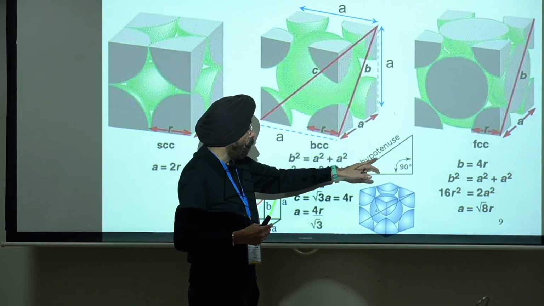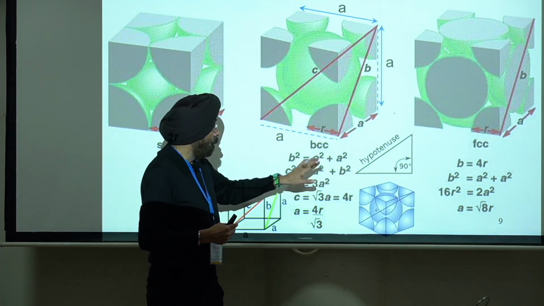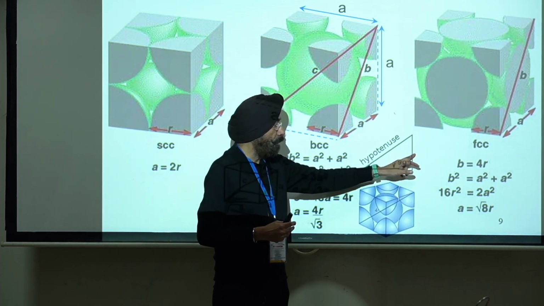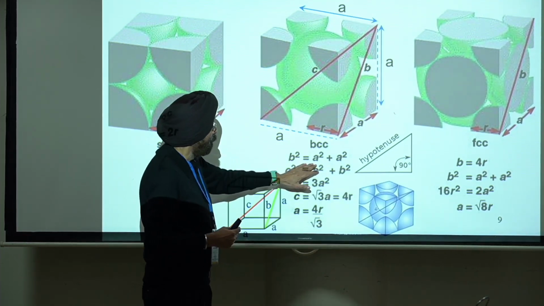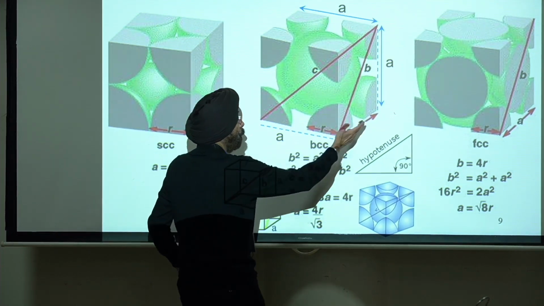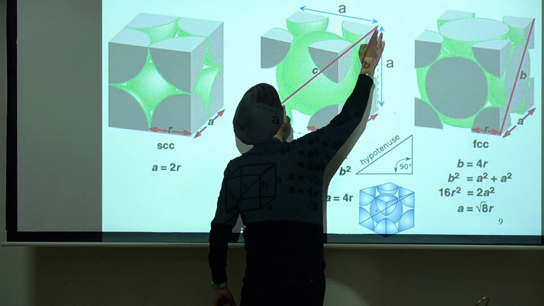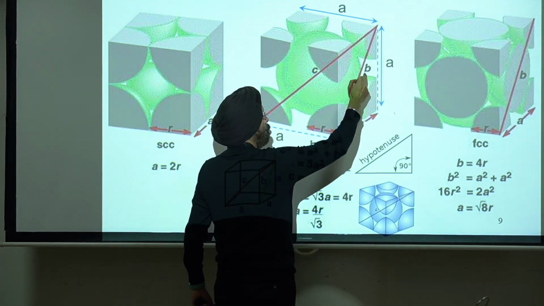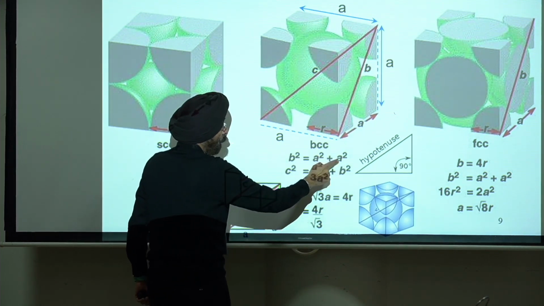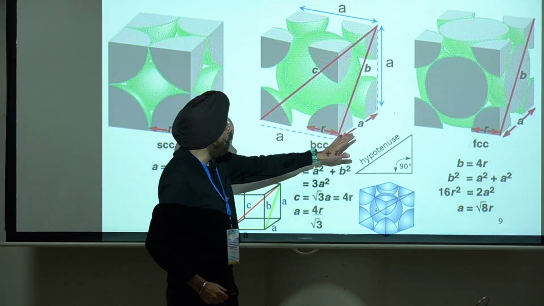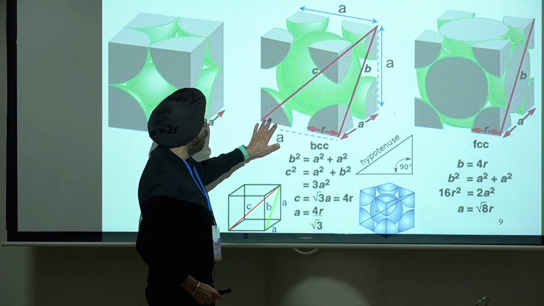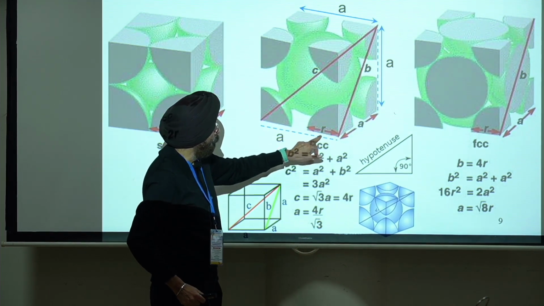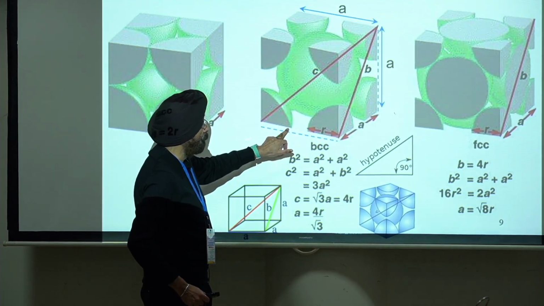We know that for this triangle, the square of the hypotenuse is equivalent to the square of the base plus the square of the other side. Here we can keep this as a triangle. This is one side, this is one side, they are equivalent, so b square is equal to a square plus a square. This is one triangle. We can have another triangle, and this is one side, or you may say the base of the triangle.